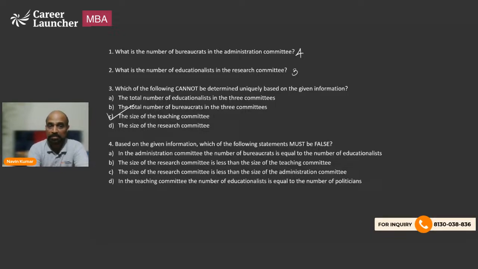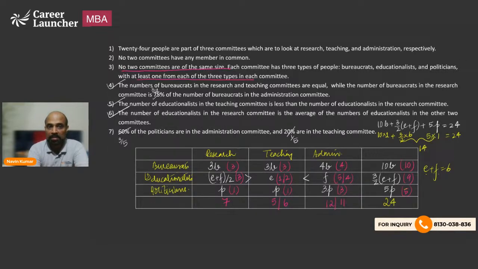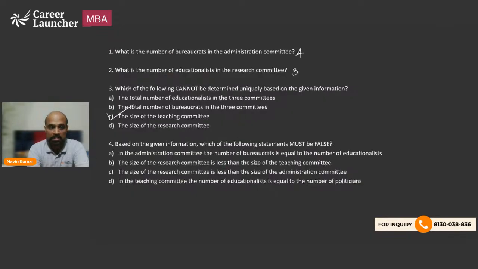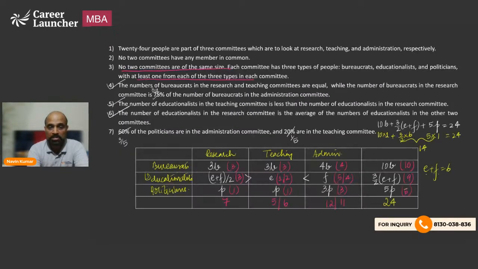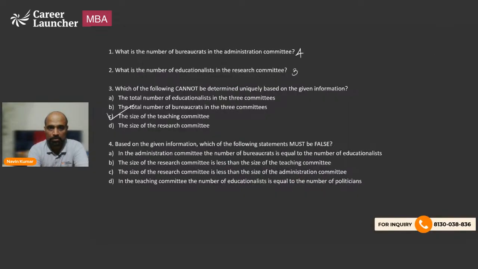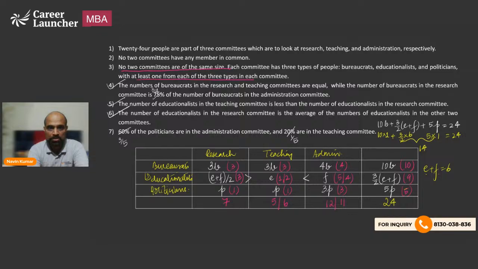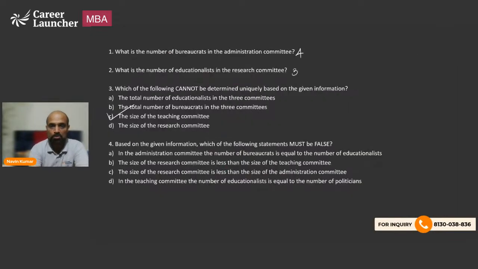Next, based on the given information, which of the following statements must be false? In the admin committee, the number of bureaucrats, which is 4, is equal to the number of educationalists. It may be true, it may be false, because 4, 5 and 4, 4 both can happen. So this is like maybe false, so not the answer.